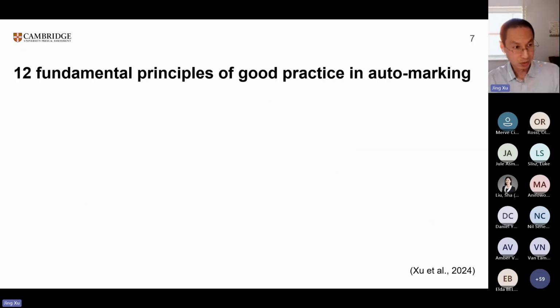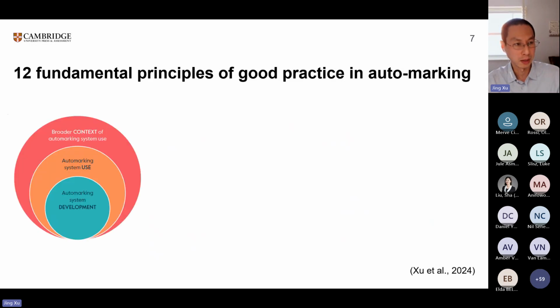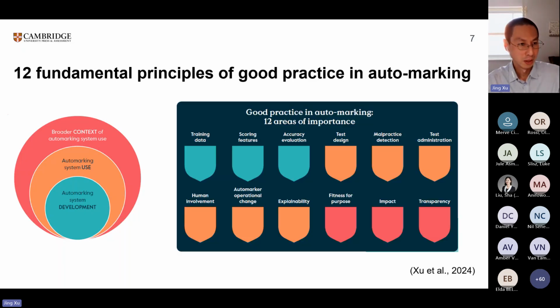Okay, now we're going to go into the 12 fundamental principles of good practice in automarking, and we have 3 different circles, 3 different layers. The green circle is about automarker development and evaluation, and the orange circle is about how to use a third-party automarker. It could be developed by yourself or a third party. And the largest circle is about the impact of using an automarking system on stakeholders. You can see there are 12 principles addressing different areas, like training data, scoring features, accuracy evaluation, etc.